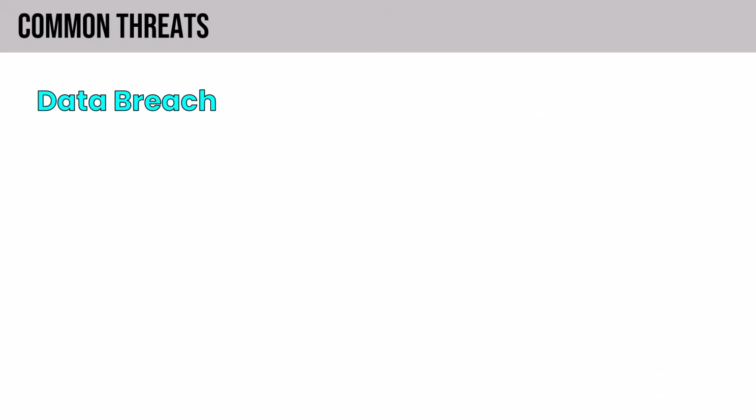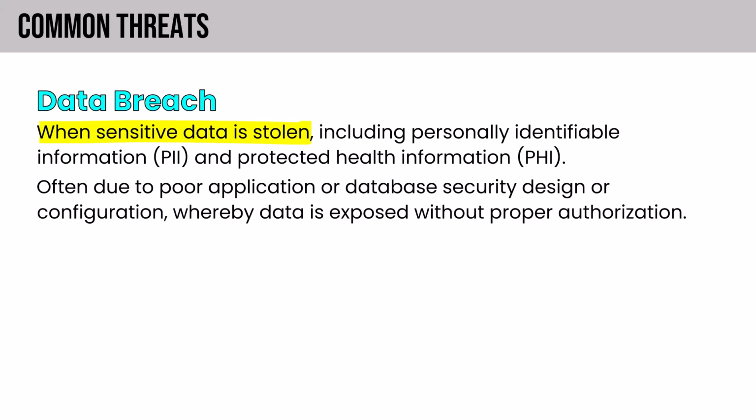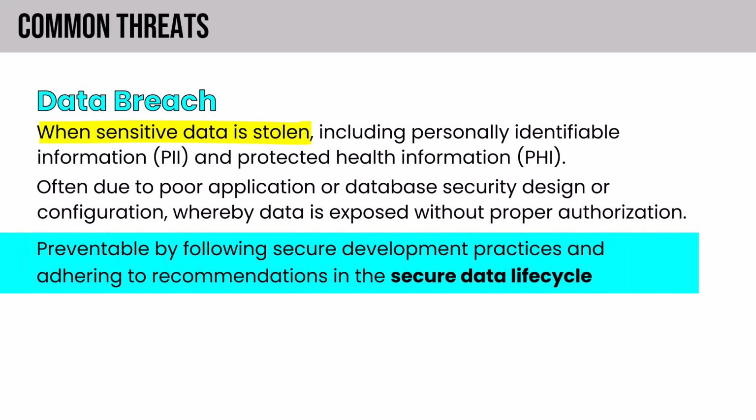So the first is data breach, where sensitive data is stolen. This could include personally identifiable information or protected health information. Often due to poor application or database security design or configuration, where data is exposed without proper authorization. This is preventable by following secure development practices and adhering to recommendations in the secure data lifecycle, which we're going to touch on just a bit later in this video.